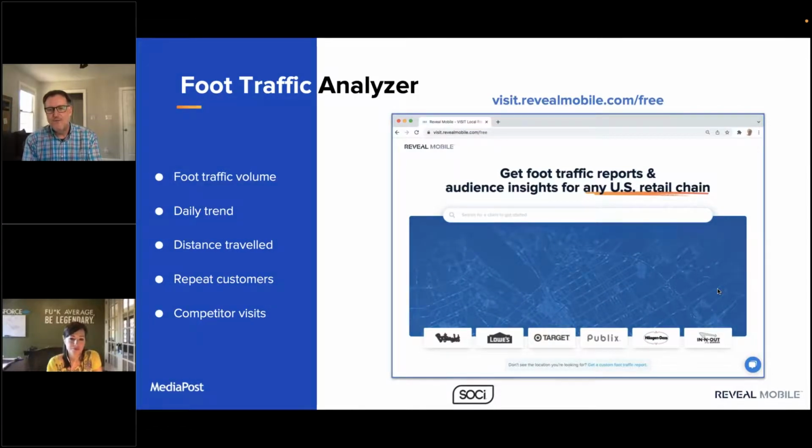Don't see the location you're looking for? Get a custom foot traffic report. You do need to tell us your email address in that case so we can email it to you once it's ready. But we don't have every single store in our database. 12 million are in there, but yours might not be. So if you want your report, go ahead and hit us up through that mechanism, and we're happy to send that off to you. But this is a tool we built for free because we live and breathe location data, and we want to make it of service and of use to you in the market.